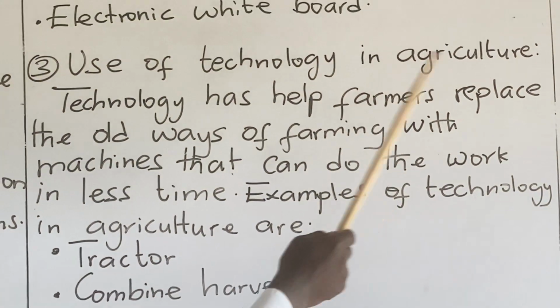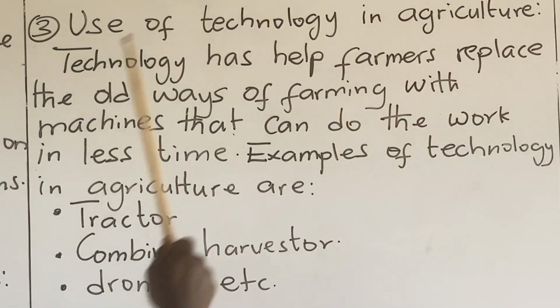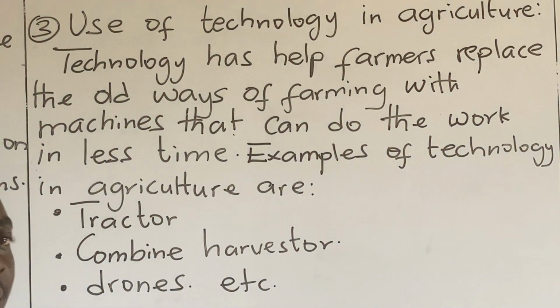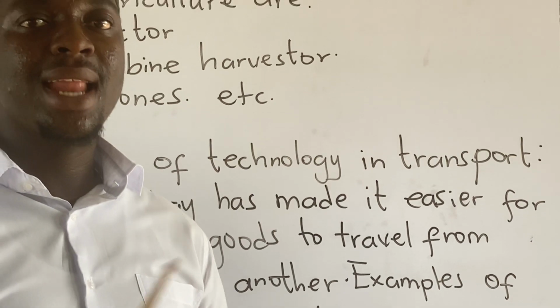The next sector is the agriculture sector. The use of technology in agriculture. Technology has helped farmers replace the old ways of farming. What are the old ways of farming? The use of cutlasses, the use of hoe, mattock, rake, and other things.